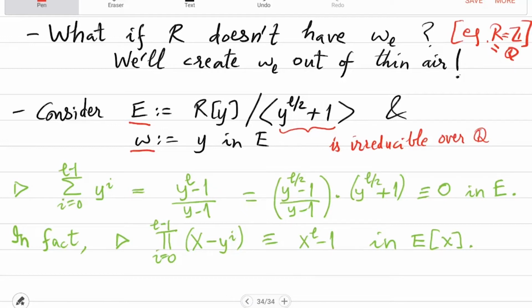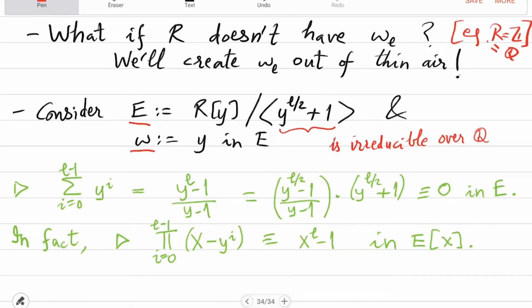So in that case, we will work with an extension called E, where you have basically introduced this virtual y element. Formally, you have modded out by the ideal y to the L by 2 plus 1. The motivation for this is that this is an irreducible polynomial if you are working over Q. So this is a field extension. A more concrete reason is this calculation in green.